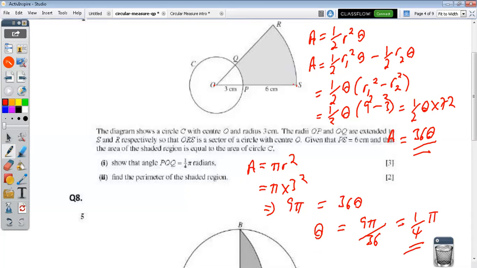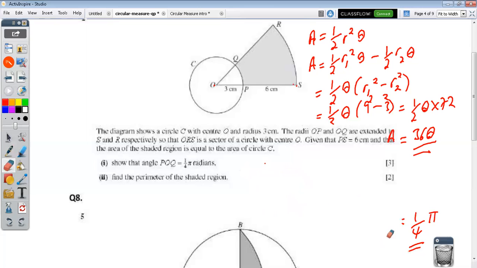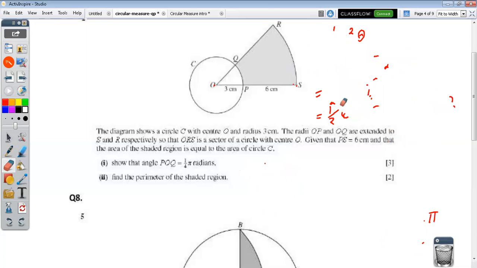Find the perimeter of the shaded region. Perimeter of the shaded region. So to find the perimeter of the shaded region, it's not difficult. It's not difficult, guys. Let's agree to certain things here. Perimeter of that shaded region there.